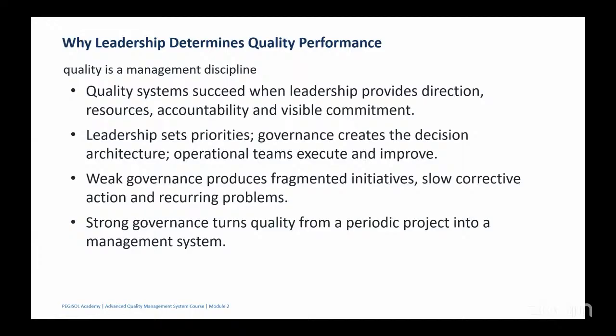That's why we say if you have weak governance, definitely you're going to slow down corrective actions, and also you're going to have a lot of recurring problems. Strong governance turns quality from just a periodic project into a management system. That's why they call it what? Quality management system. For you to have a quality system, you must have management discipline. And for you to have management discipline, you have to have what? Leadership.